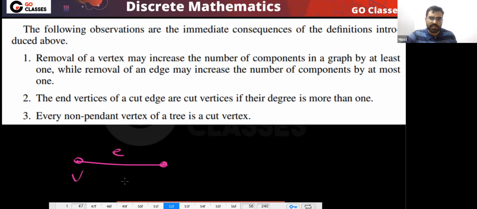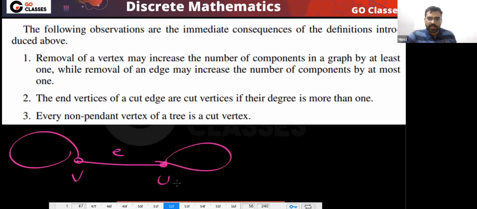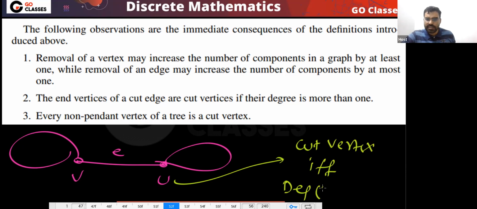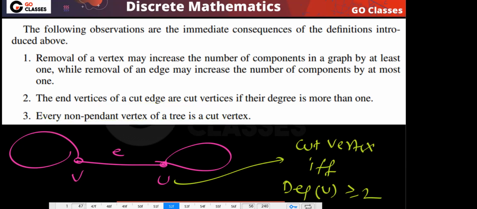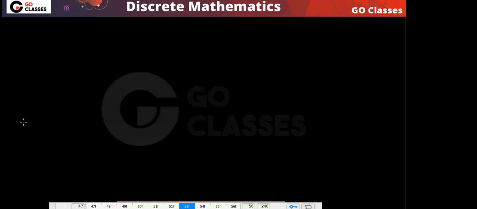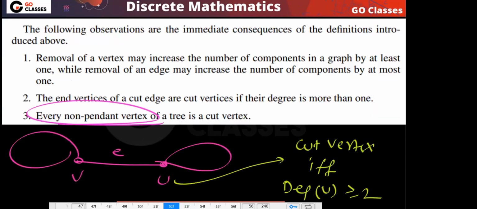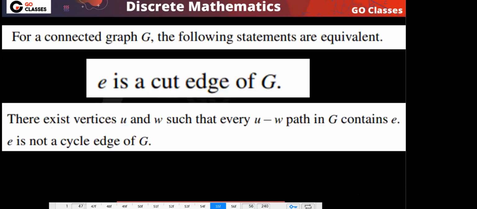Now you have this vertex V, this vertex U. This is your graph. Now you can notice that this will be a cut vertex if and only if its degree is greater than or equal to 2. Very simple. And you can notice every non-pendant vertex of a tree is a cut vertex. You have a tree, and yes, every non-pendant vertex of a tree is a cut vertex. Very simple.